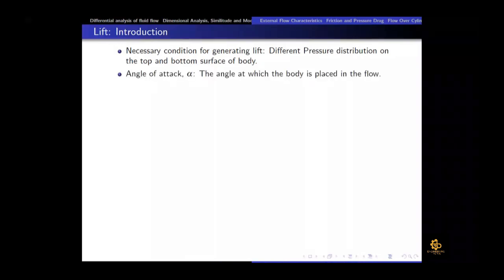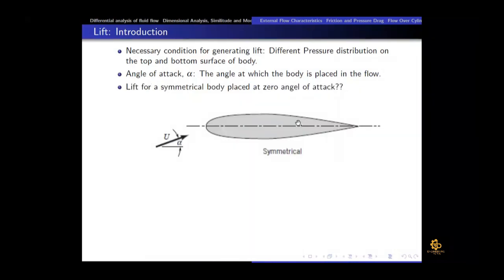As I have explained, the angle of attack is represented by the symbol alpha, the angle at which the body is placed in the flow. If the flow is coming from this direction and the chord length is this, then alpha is this. So it is telling you that I have tilted this upward, but you can also take it another way, where it is not tilted. You can see that the chord length is aligned with the x-axis and the flow is coming from the downward side. So it means a positive angle of attack.